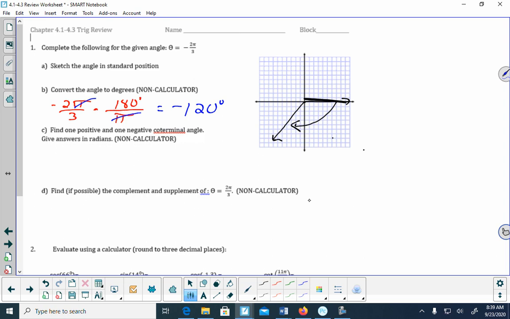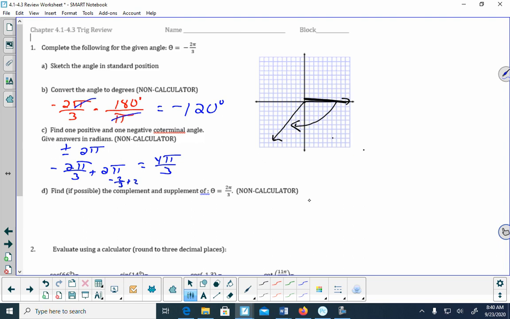Letter C says find one positive, one negative coterminal angle. Remember for a coterminal angle, you add or subtract 2π if it's in radians, or add or subtract 360 if it's in degrees. So let's start with negative 2π over 3. I'm going to add a positive 2π. I can do this in my calculator: negative 2/3 plus 2, leave the pi out of it, and then bring the pi back at the end. When I do that, I get 4π over 3. That's positive, so that's my positive coterminal angle.